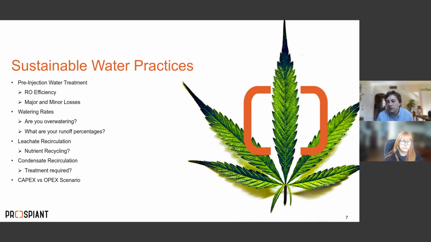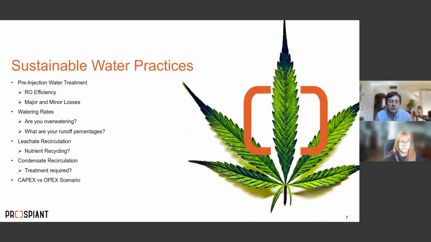Are you putting it straight to the drain? Are you recapturing it? Are you recapturing condensate off of the HVAC units in the facility? Those are two big things that if you're able to capture these and treat them efficiently in order to reuse them again, this can also help lower your OpEx in general. But there's also some caveats with it.